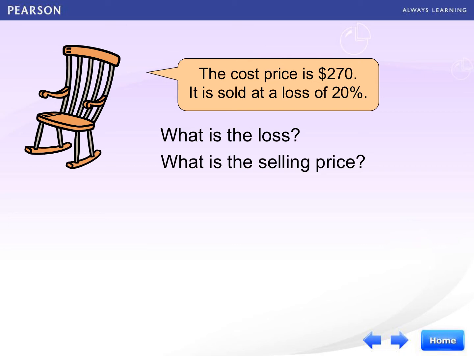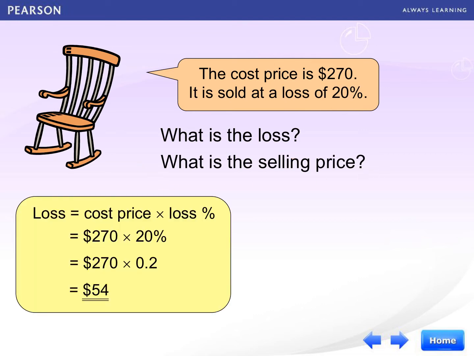Another example. There is a chair that cost $270 and now is sold at a loss of 20%. So what is the loss and what is the selling price? To find the loss, we multiply the cost price by the loss percent. That is $270 times 20% in this case, and the loss is found as this, $54.